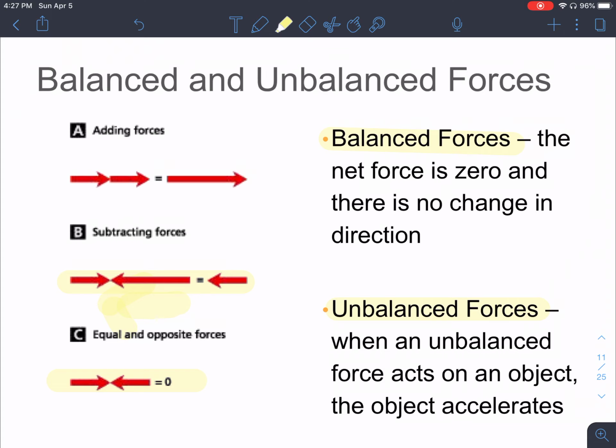For A, we have two forces acting in the same direction. So we add those together, and the result is going to the right with the magnitude of both of those together.